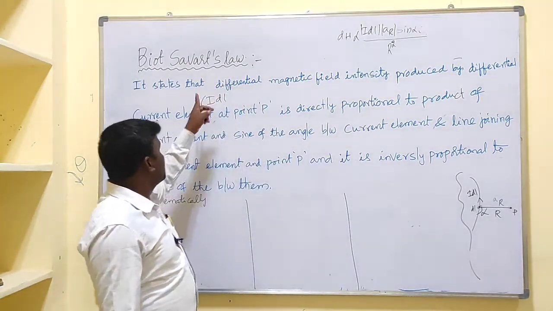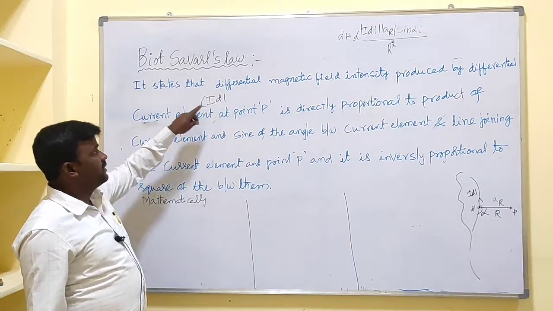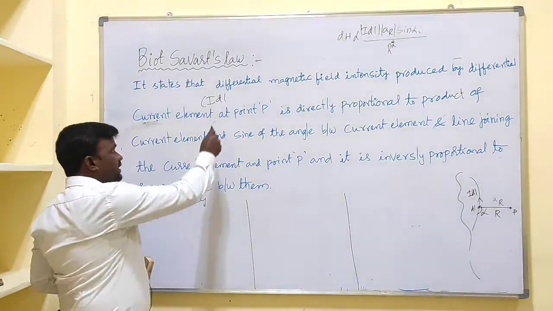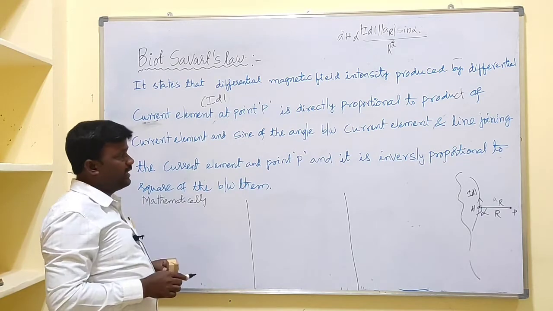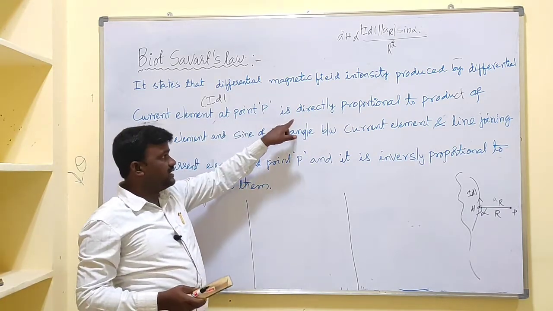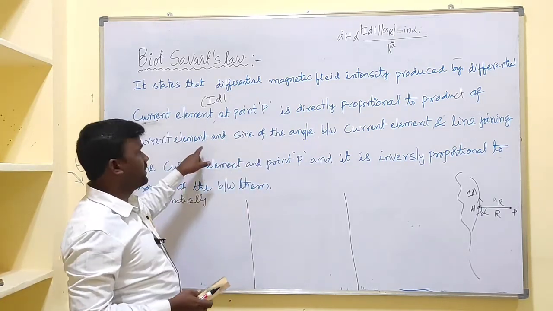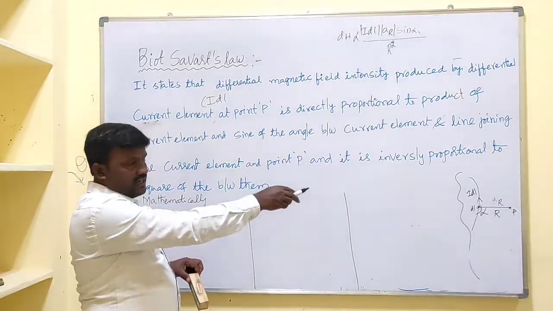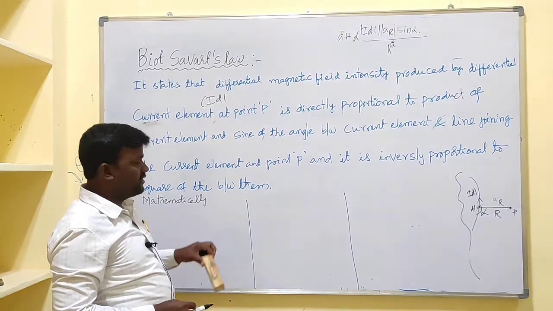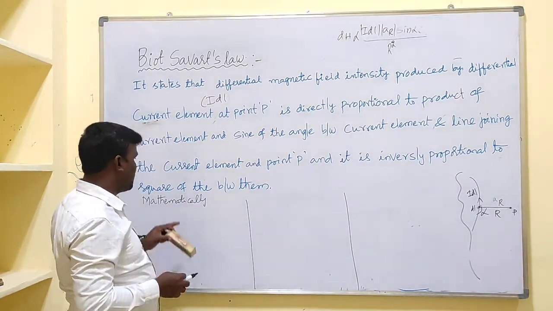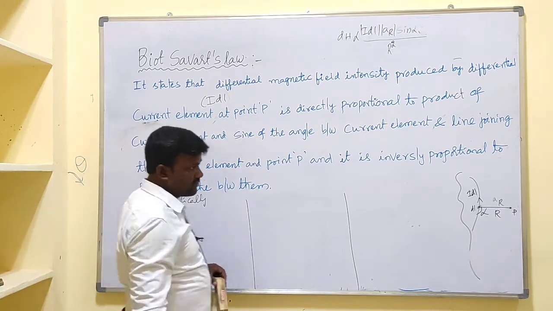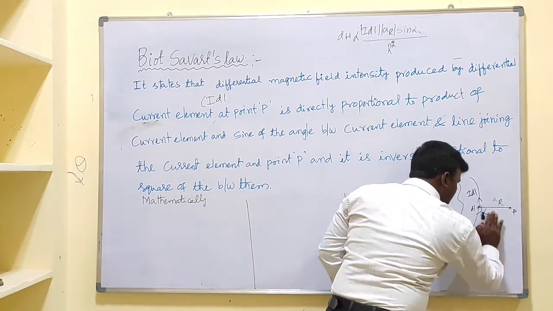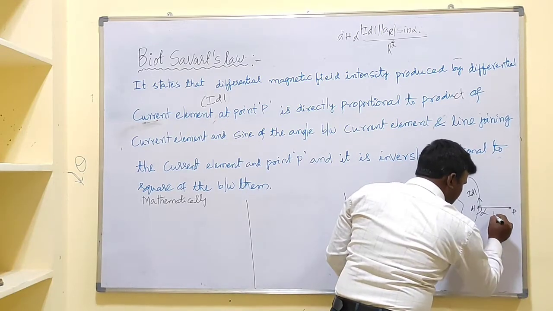Biot-Savart's law states that the differential magnetic field intensity dH produced by a differential current element I dl at a point P is directly proportional to the product of the current element and the sine of the angle between the current element and the line joining that point P, and it is also inversely proportional to the square of the distance between them. There exists a distance between this current element and the point P. We can take the distance as r.